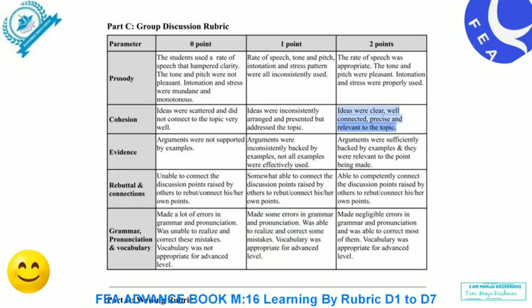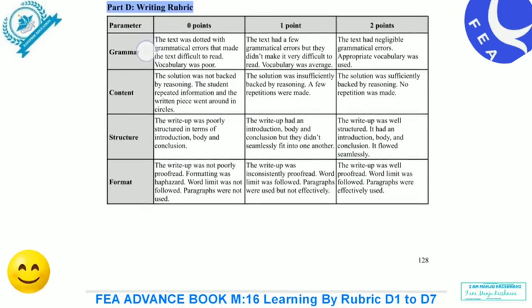Ideas were clear, well connected, precise and relevant to the topic. Arguments were sufficiently backed by examples and they were relevant to the point being made. Able to competently connect the discussion points raised by others to rebut or connect his or her own points. Made negligible errors in grammar and pronunciation and was able to correct most of them. Vocabulary was appropriate for advanced level. Part D. Writing rubric.